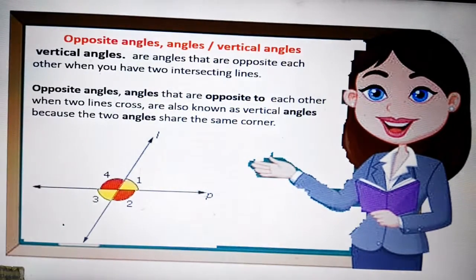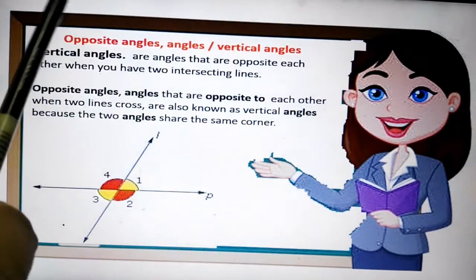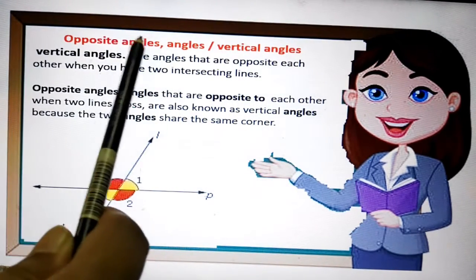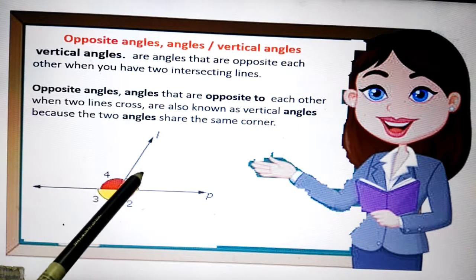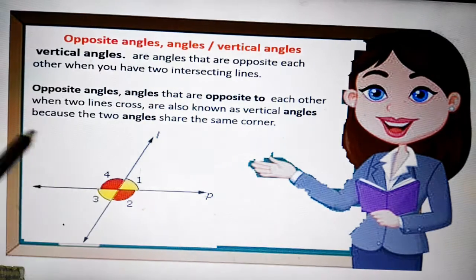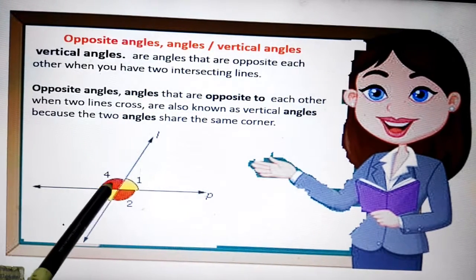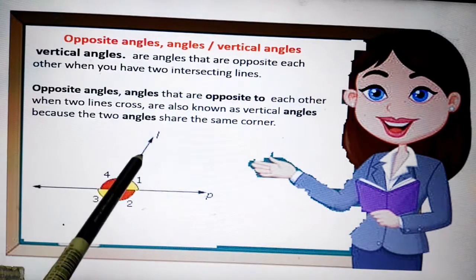The second property is opposite angles. Opposite angles are also called vertical angles. Vertical angles are angles that are opposite to each other. When you have two intersecting lines, the angles opposite to each other are vertical angles, because the two angles share the same corner. The vertex is the same for these two lines.